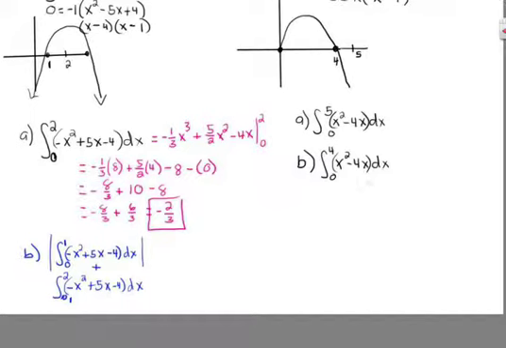And then I'll need to do from 4 to 5. And that's the part that's negative, so I'll make that positive before I add them together. Alright, so the antiderivative is going to be 1/3 x cubed minus 2x squared. Integrate from 0 to 4.